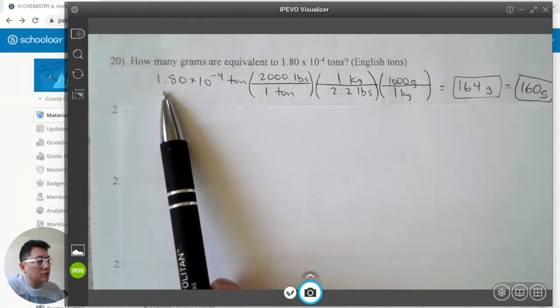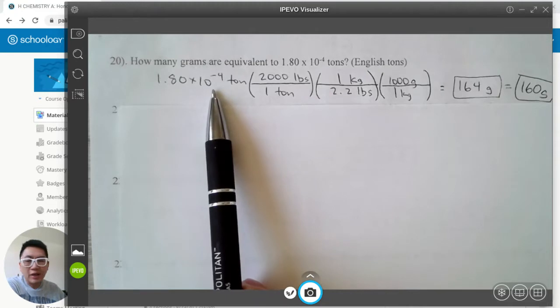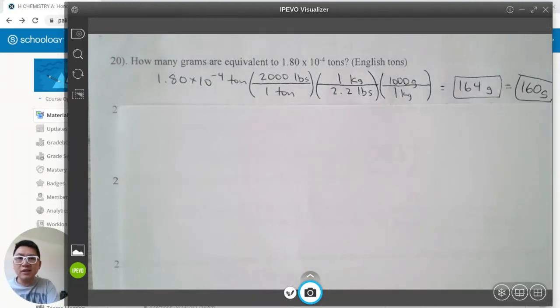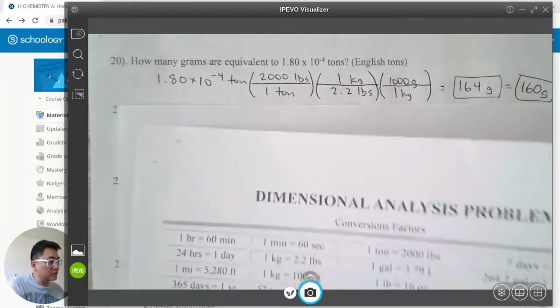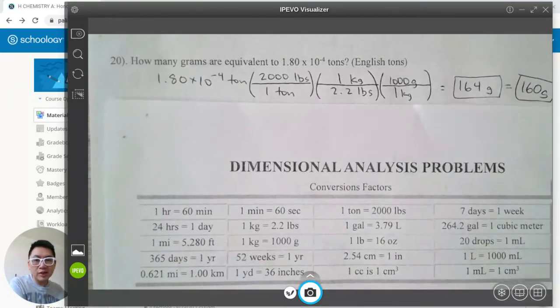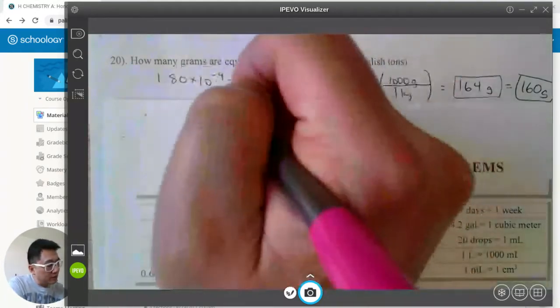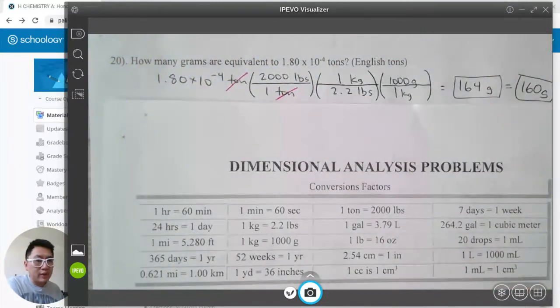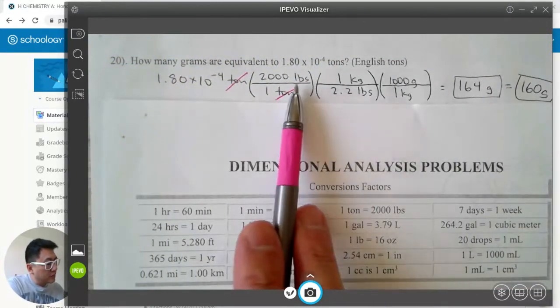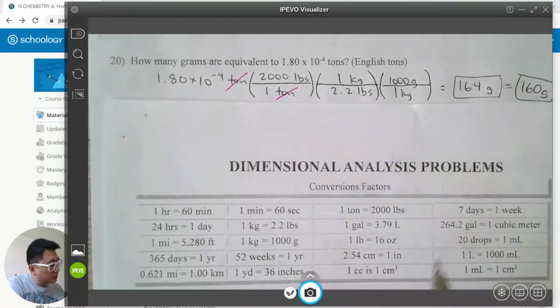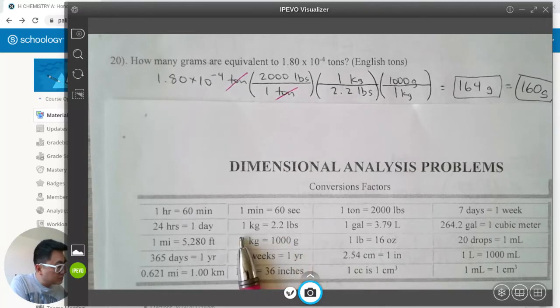So, starting with tons, I know from the conversion factors that 1 ton is 2,000 pounds. And how did I know 1 ton is 2,000 pounds? It's given to us on the first page. Knowing that, notice that the units tons and tons cancel. Then we have 2,000 pounds, and 2.2 pounds is a kilogram, right? Oh, right there. 2.2 pounds is a kilogram.